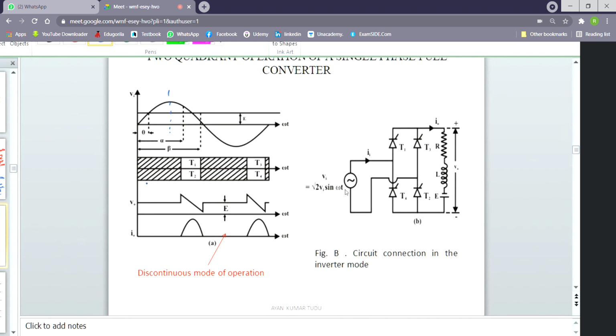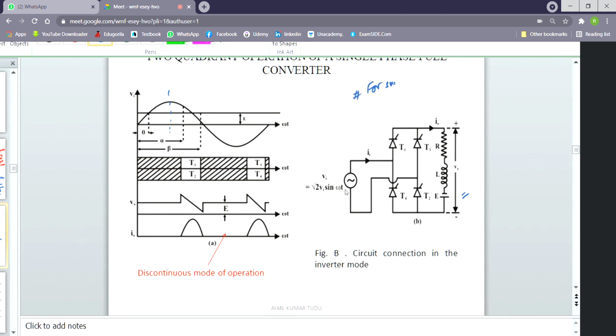So to obtain a sustained inverter mode of operation, the connection of the E must be reversed. Let me write it down in this way.